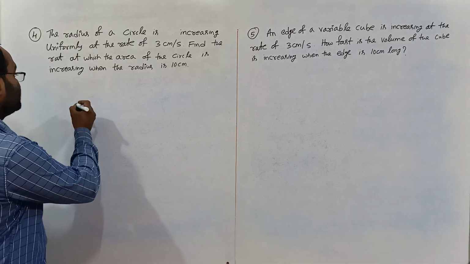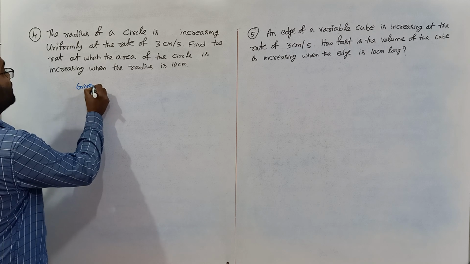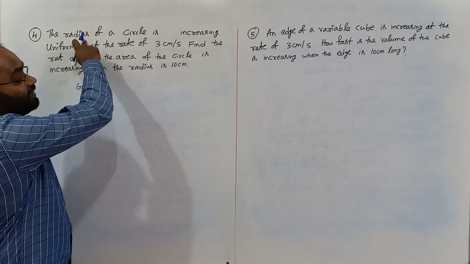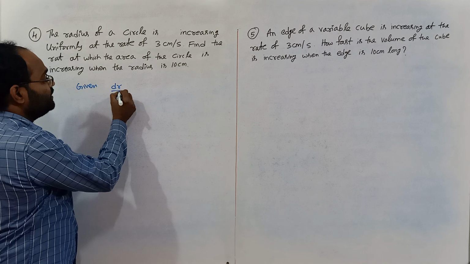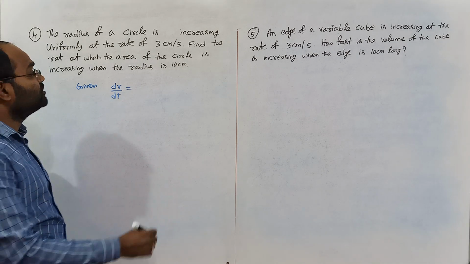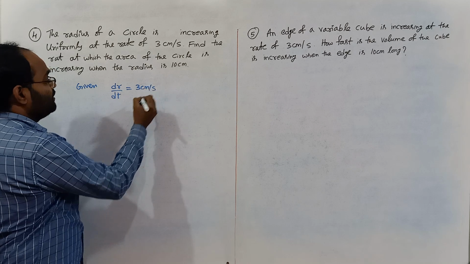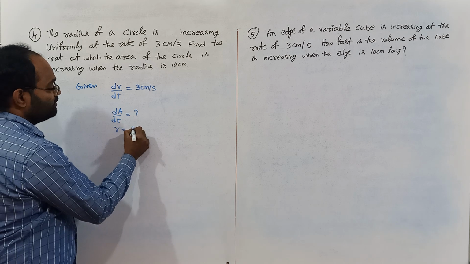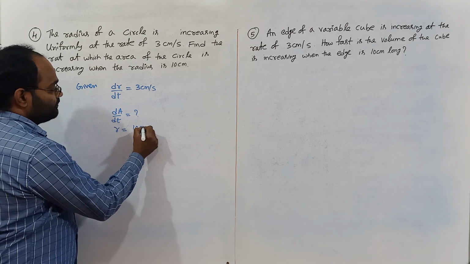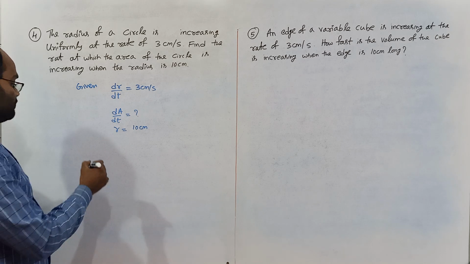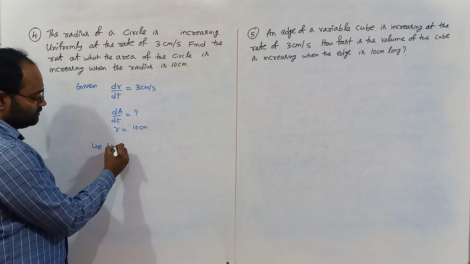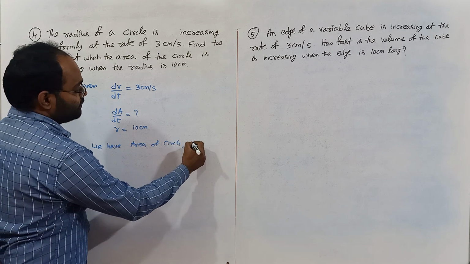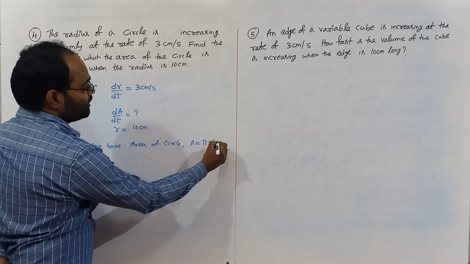Very simple. Let us take what is given. The rate of increase of its radius is given. So dr by dt, rate of change of radius with respect to time is given, that is 3 centimeter per second. And what we have to find out is dA by dt. r is given, 10 centimeter. So what is area? Area of circle is A is equal to pi r square.